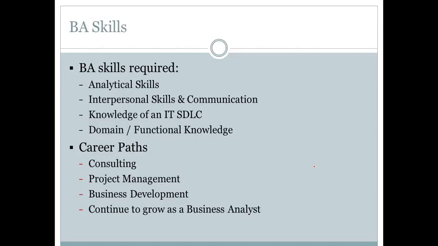Domain and functional knowledge, you will gain over a period of time as you work on projects, which exposes you to how the business works. That's generally how you gain it. But at least domain and functional knowledge is not mandatory. It's a good-to-have skill. Why? Because it makes your requirement elicitation process easier, and you can understand the requirements in a much better way.